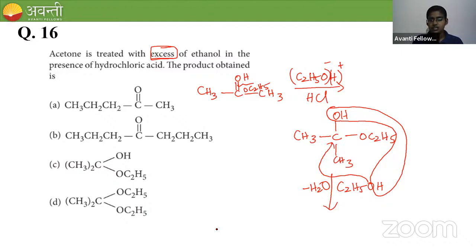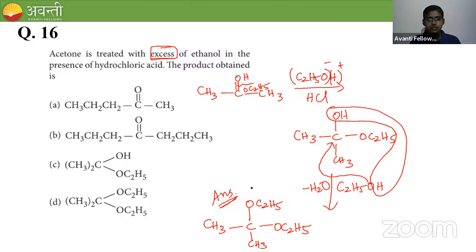So what will you get? CH3, C, CH3, and OC2H5 is there, and newly a carbon oxygen bond with C2H5 is formed. So this is the final compound we are getting on treatment of acetone with excess of ethanol. Excess means just 2 moles of ethanol. So where this compound is present, that is the answer. And this compound is given in which option? Just check it and tell me. We have 2 CH3 groups and 2 OC2H5 groups. So it is given in option D, which is the correct answer.